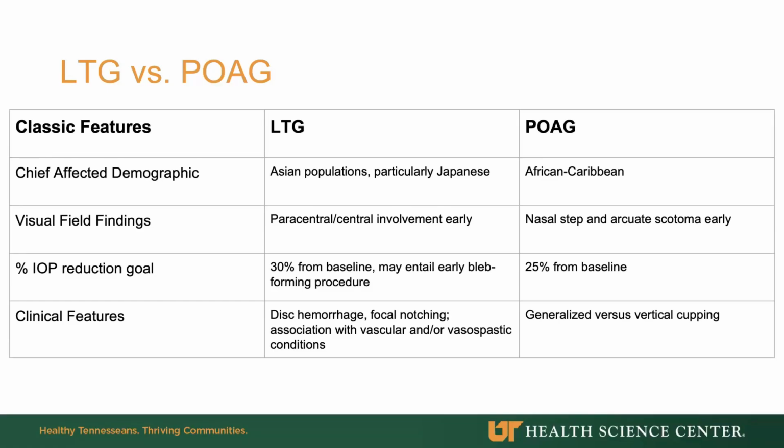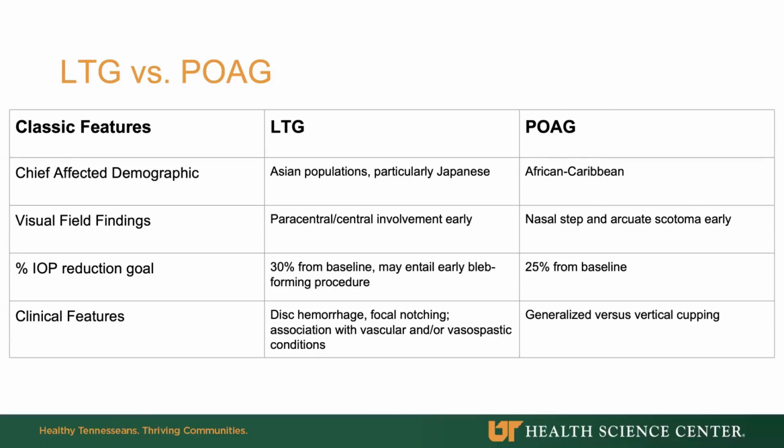The chief affected demographic in low tension glaucoma, as we reviewed, is primarily Asian populations, with particularly high prevalence in the Japanese population. Contrast this with primary open angle glaucoma, where there is very high incidence in Afro-Caribbean populations. Visual field findings in low tension glaucoma, as we reviewed, can include early involvement of the paracentral area of the visual field. You contrast this with the classic early nasal step in primary open angle glaucoma, which then can progress to an arcuate wing scotoma.